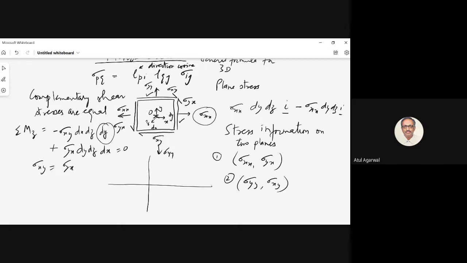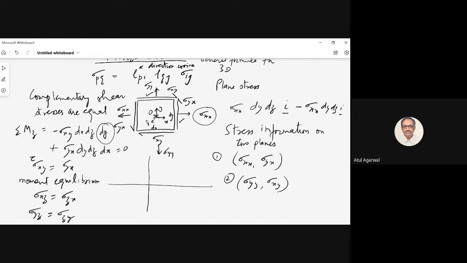These stresses are called complementary shear stresses. They have to be equal; only then do you have moment equilibrium. So moment equilibrium is what makes the stress tensor symmetric. Sigma xy is equal to sigma yx, and you will find sigma xz is equal to sigma zx, and sigma yz is equal to sigma zy. You could have also used tau; not an issue.